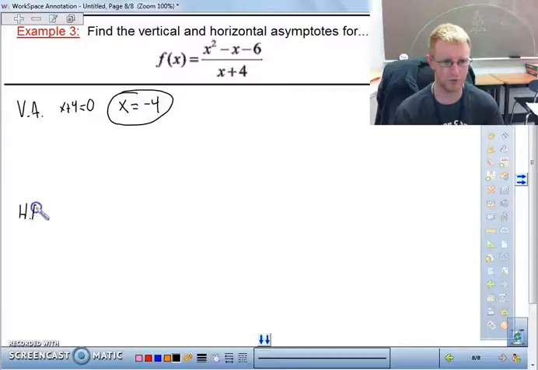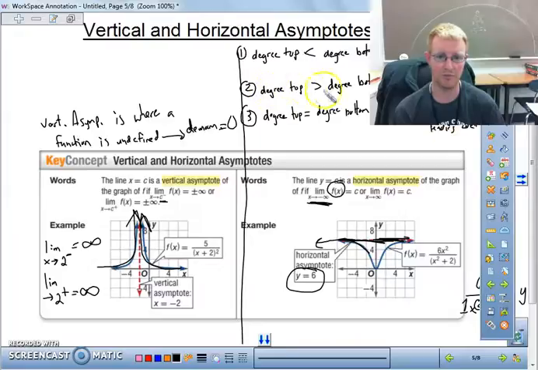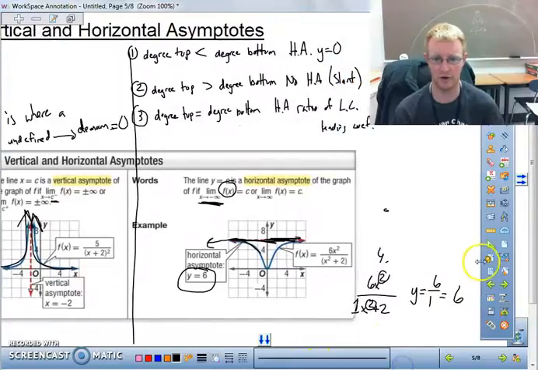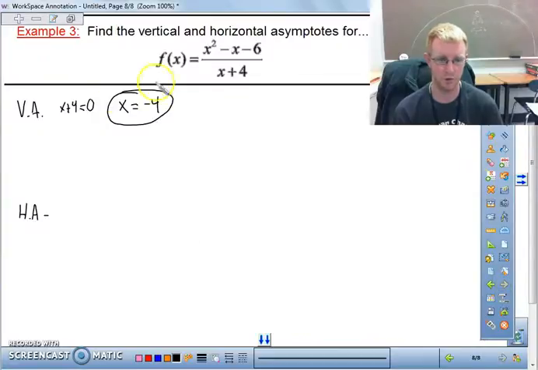Horizontal asymptote, we have a degree that's higher on top than it is on the bottom. So if we go back to our rules, degree on top is greater than the degree on the bottom, we have no horizontal asymptote. Okay, so we would say no horizontal asymptote.